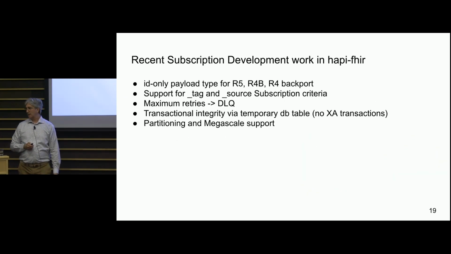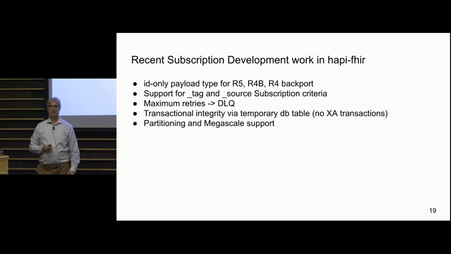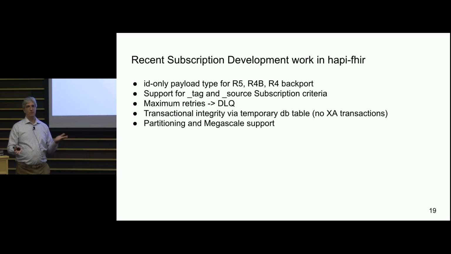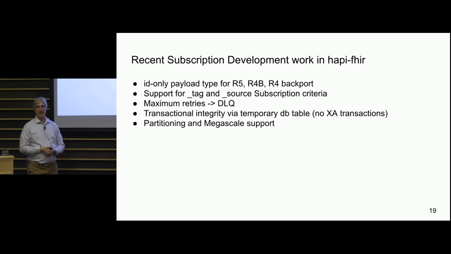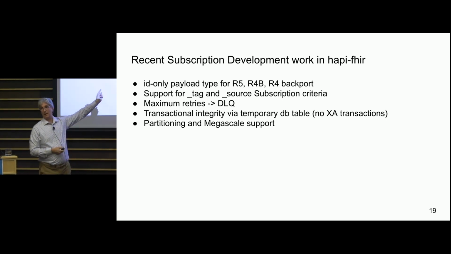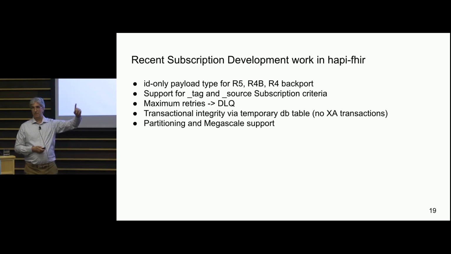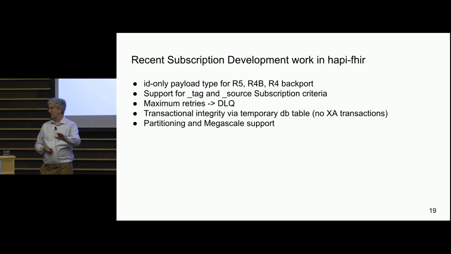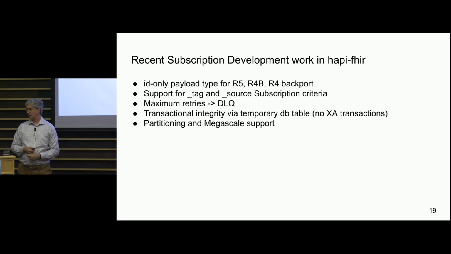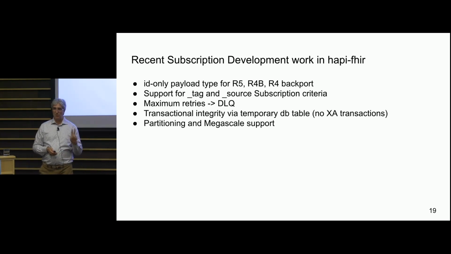Lastly, just want to talk about the roadmap. So here's some recent changes to give you a sense of what kind of development is happening in HAPI FHIR right now around subscriptions. We recently added the R5 ID. That was just a few weeks ago. That was needed for a project. Support for tag and source subscription criteria actually were only just implemented recently. And I had already 2 conversations at this conference where the answer was use the source subscription criteria. So it really is needed.